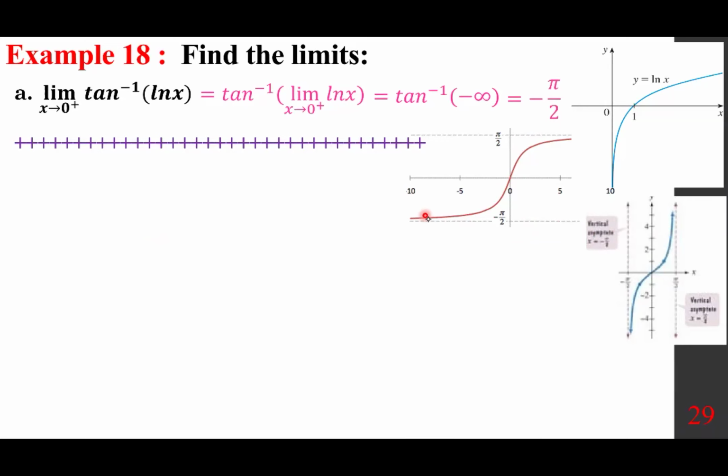Another way of approaching this would be to say, what is tan inverse of negative infinity? How about alpha, beta, gamma? By definition of an inverse function, tan of alpha is minus infinity.